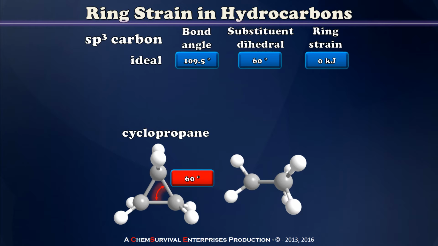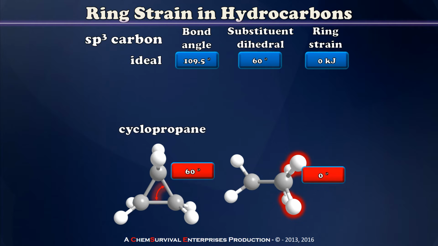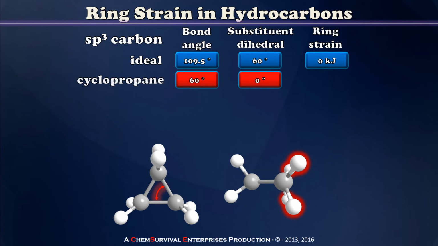Furthermore, if we sight along one of the carbon-carbon bonds in the ring, we can clearly see that the substituents, in this case hydrogens, have a dihedral angle of 0 degrees. So cyclopropane is locked in an eclipsed conformation. So let's put these numbers into the table. And if we take these values and we measure the cyclopropane stability, we discover that it's about 115 kilojoules per mole less stable than just a string of CH2s.